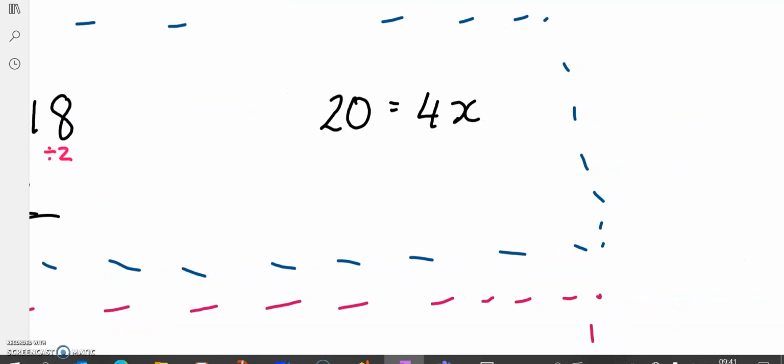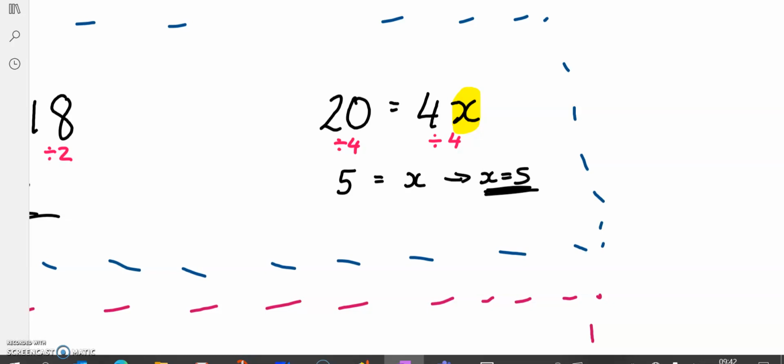20 equals 4x. The objective is we want x on its own on one of the sides of the equal sign. So we have a look here, and it's attached to this 4x. That means 4 times x. The opposite of multiplying by 4 is dividing by 4. 20 divided by 4 is 5. We're going to have 5 is equal to x, and then that leads to x equals 5.